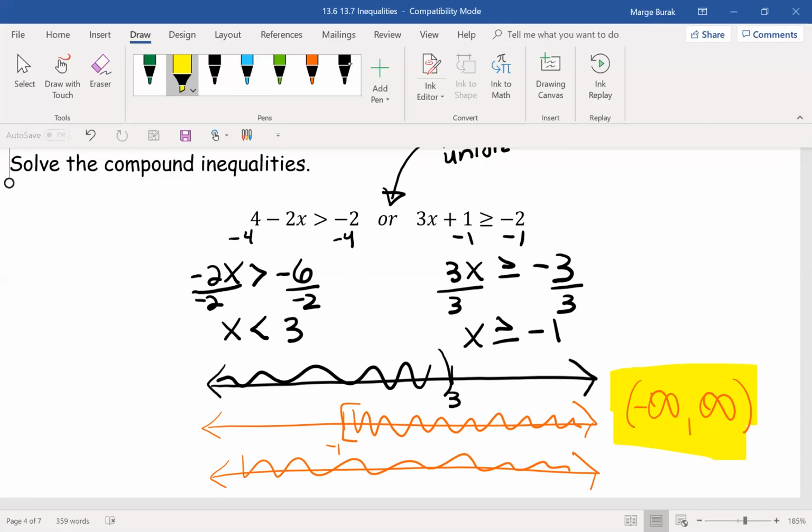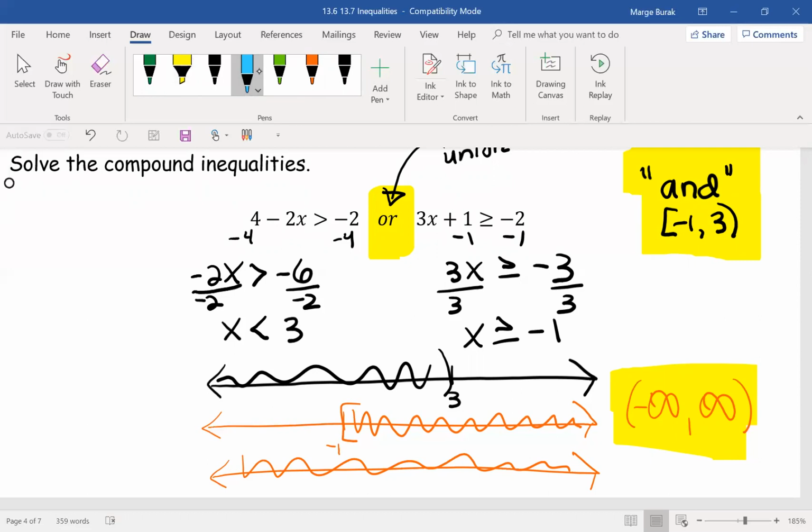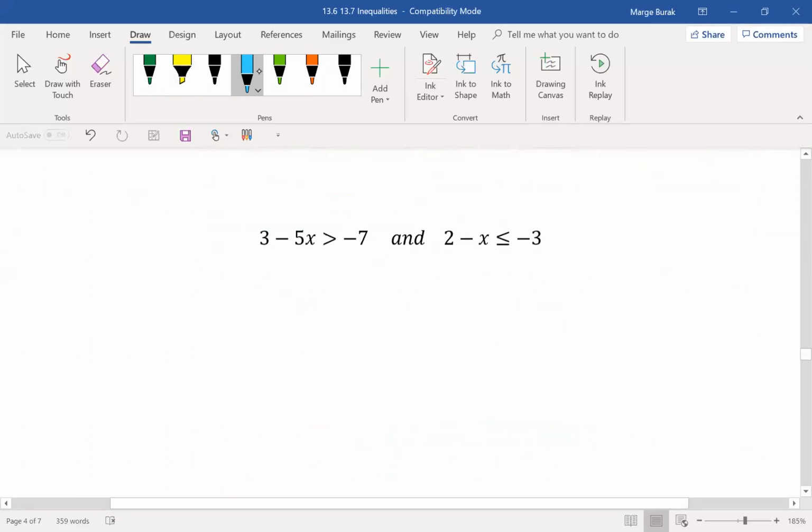Okay, I just want to make a point. If it had said and, then I would have taken the numbers that they both had, which would have been from negative 1 to 3. That's just on a side note. If it were a different problem, that would have been the answer. Okay, but since it's or, we're going with this answer, which means we want them all. All right, one more of these, and then we'll go into some graphing.